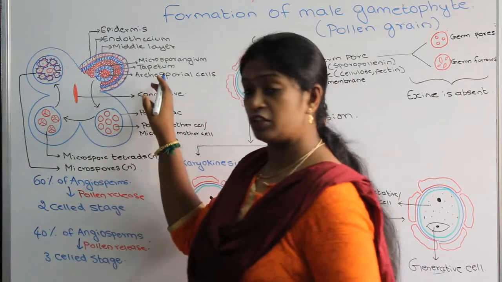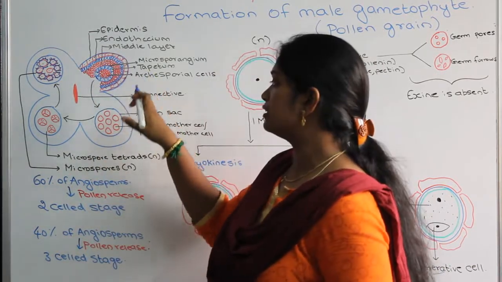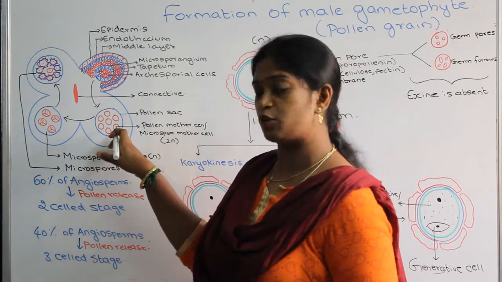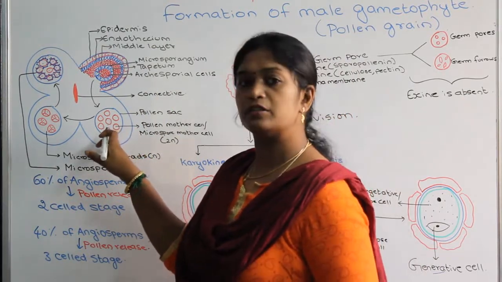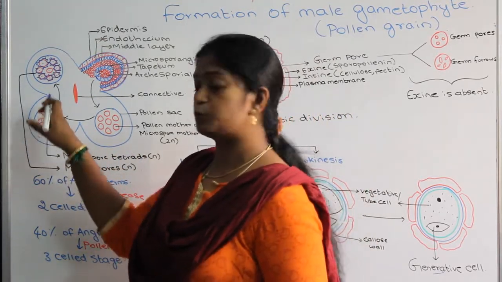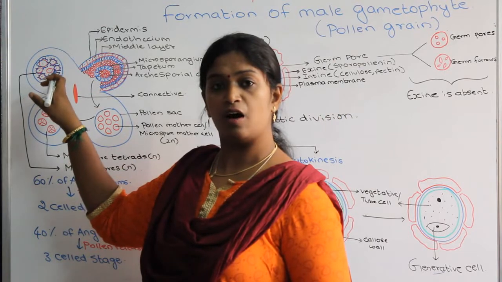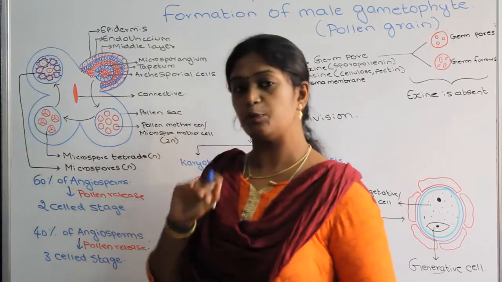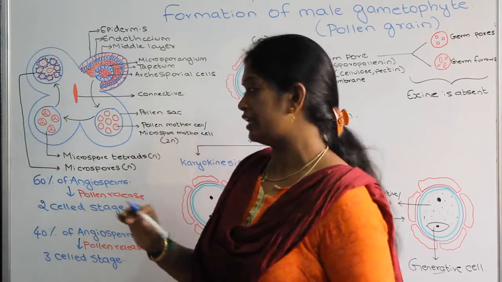Now we have the archisporial cells. The archisporial cells mature to form the microspore mother cells, or instead it is called the pollen mother cell. The pollen mother cell undergoes meiotic division to give rise to the microspore tetrads. These microspore tetrads form the outer exine layer and the inner intine layer to form the pollen grains. Now these pollen grains have the vegetative cell and the generative cell.